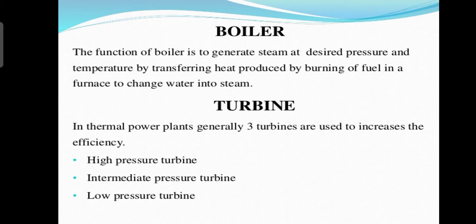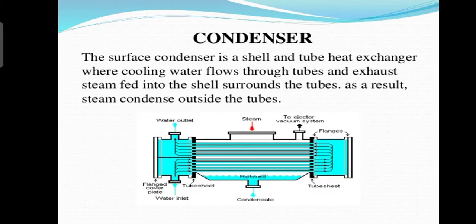Boiler. The boiler generates steam at the required pressure and temperature by transmission of heat produced by burning of fuel, in the process of changing water into steam. Turbine: in a thermal power plant, three turbines are used to increase the efficiency. First, high pressure turbine. Second, intermediate turbine. Third, low pressure turbine.